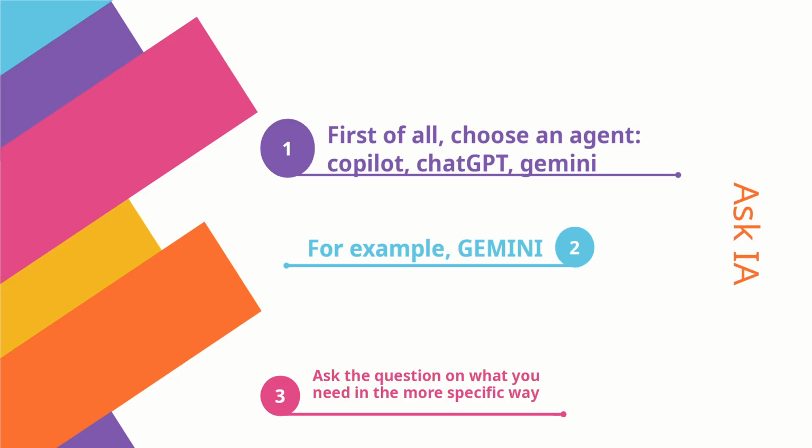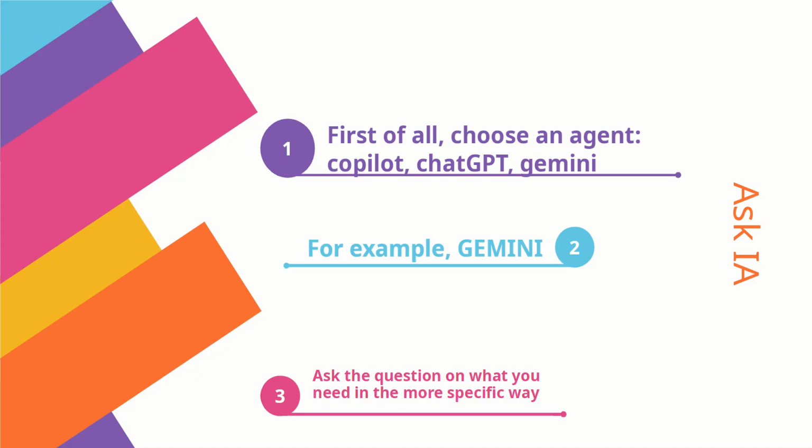So first of all, we need to choose an agent. There are many agents available nowadays. You can choose Copilot from Microsoft, ChatGPT from OpenAI, Gemini from Google, and for this example, I have chosen Gemini. The more specific you are when you ask the question to the artificial intelligence agent, the better results you will get.